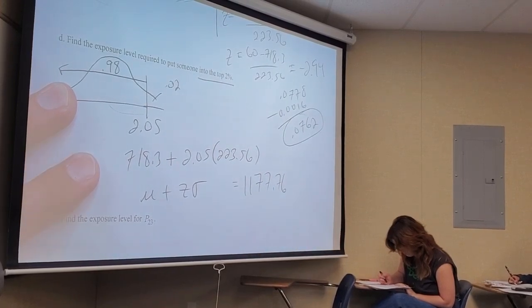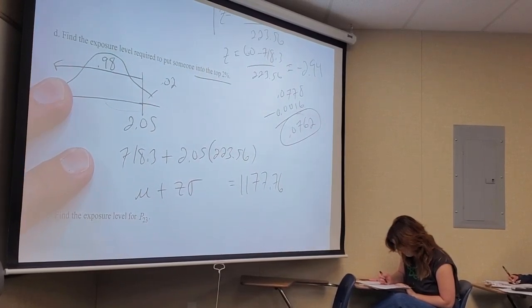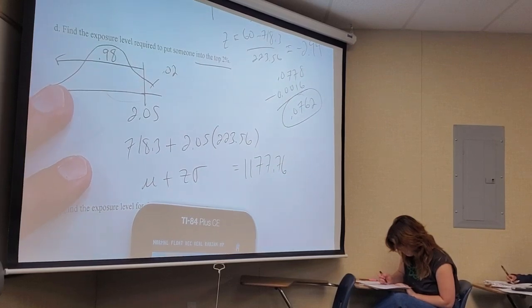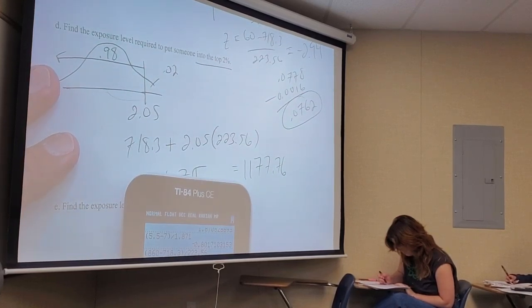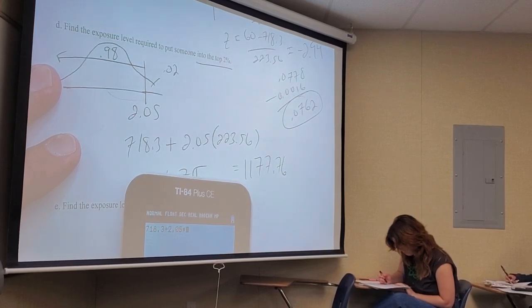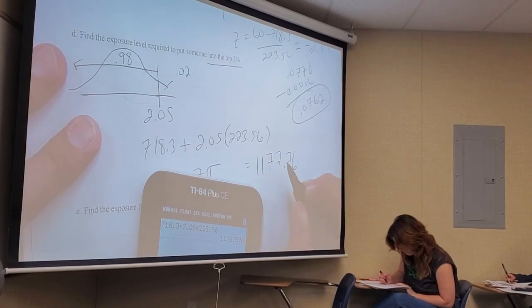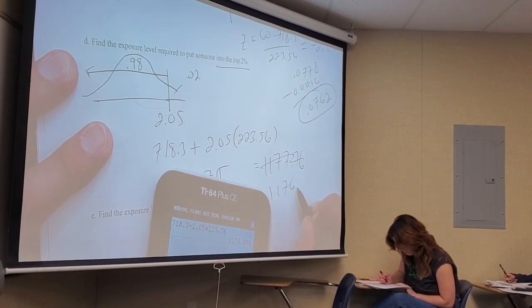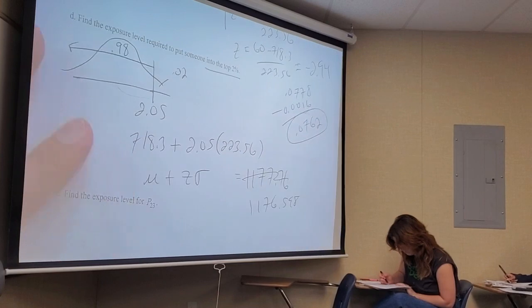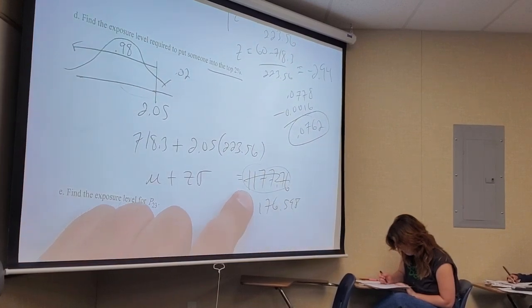1,177.76. I think that might be because of 2.055 as the z-score. Oh, neato. Let's do this one. So 18.3 plus 2.05 times 223.56. So we get 1176.598. Now this is if you use 2.055.